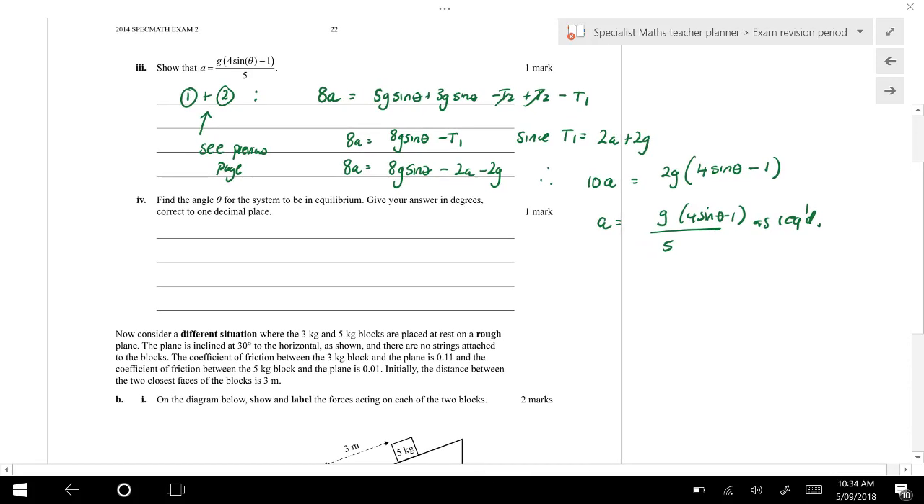Find the angle theta for which it is in equilibrium. Well, therefore, a is equal to 0. In your case, I'd be solving for 4 sine theta minus 1 is equal to 0.